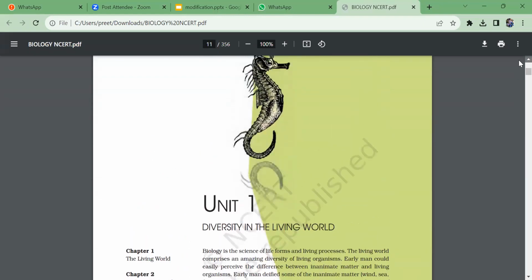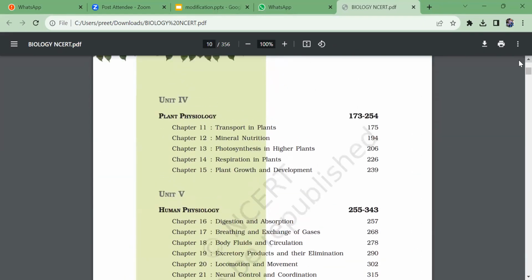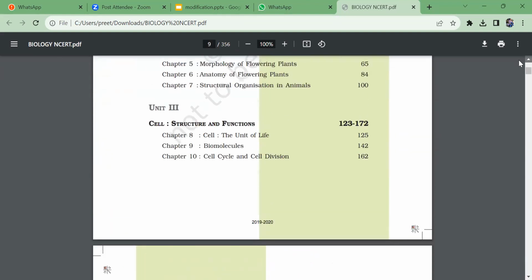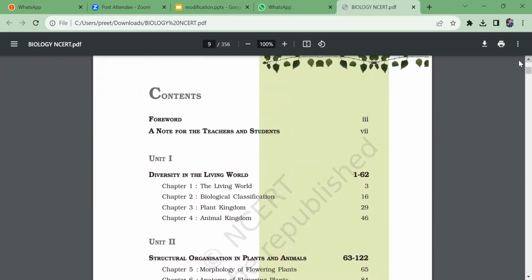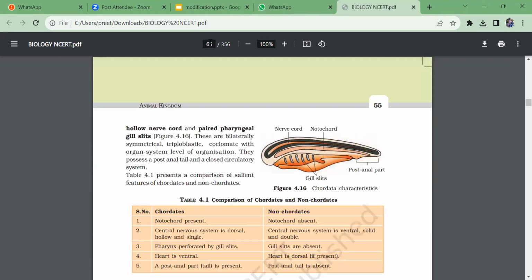It's better if you have the old textbook. If you don't have the old textbook, you can get it on the website. Open page number 65, everybody, of your textbook.